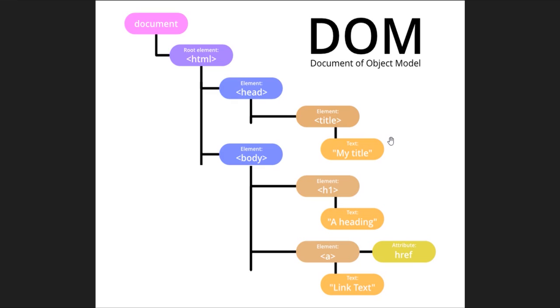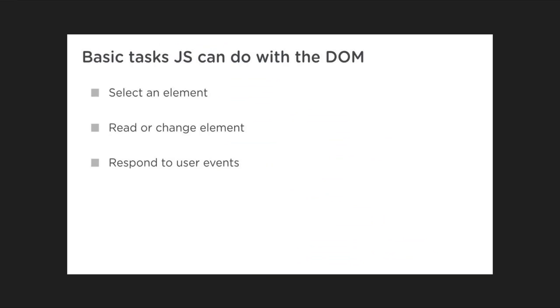So just as we can basically see from the image here, this is like a map into our web page. So why are we actually discussing this in JavaScript? JavaScript can actually use this map to make some basic changes, like you could select an element, let's say the H1, select tags, change or read these elements, and respond to user events, and a whole lot.